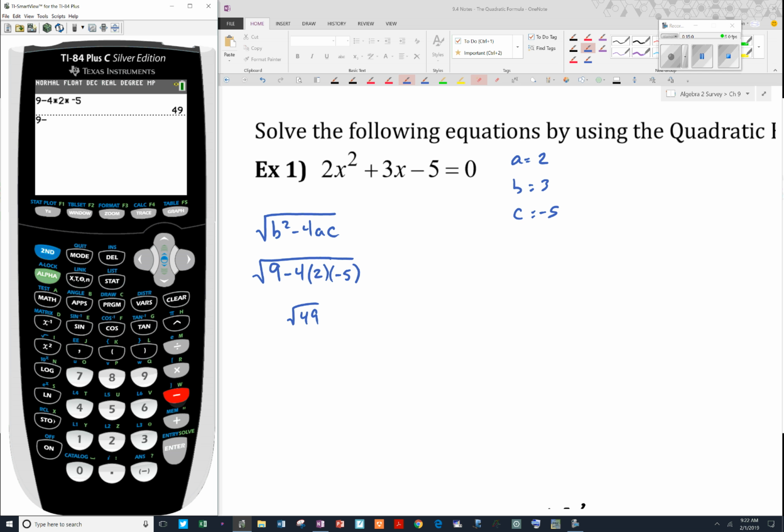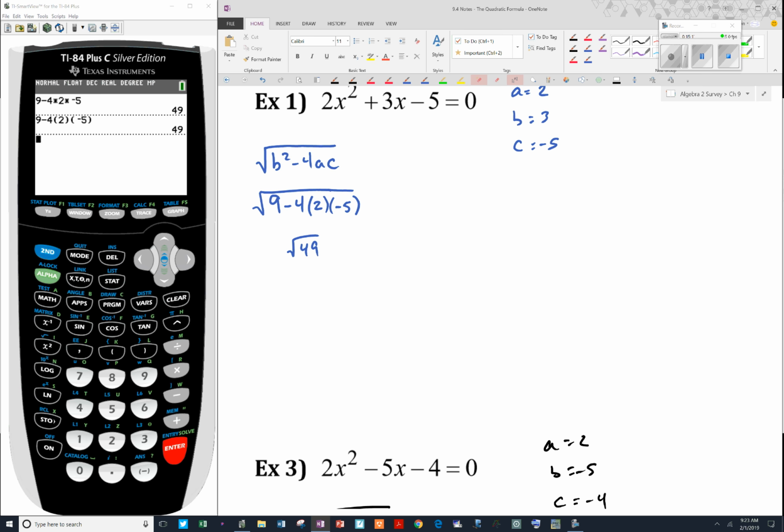Here's the other way you could type that in. You could use parentheses. It just takes a second longer, but it might be a better idea to do with the negatives. You're going to get the same thing, 49. Okay? But use a calculator. There's no shame in that. Get that number under there so we get the rest of this correct, okay?